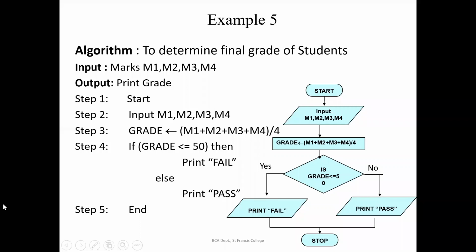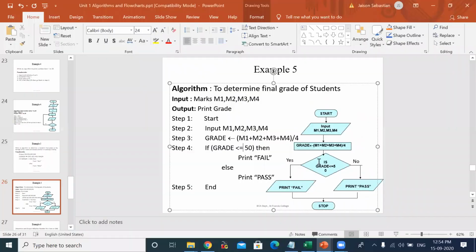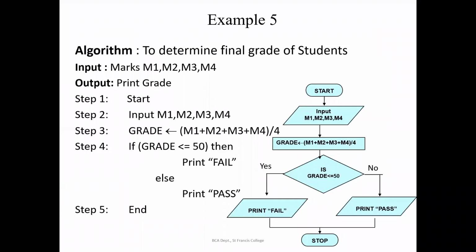So using the flow chart, we will be mentioning start, input. In the input box we are getting the input from the user, and then we will be finding the grade in the process box. In the process box we are doing some calculation, right? We are finding the average of the 4 marks and assigning to the variable called grade. Now in the decision box we will be checking whether the grade is less than or equal to 50. If it is less than or equal to 50, that means the student is failed, so you will be printing fail. Got it?